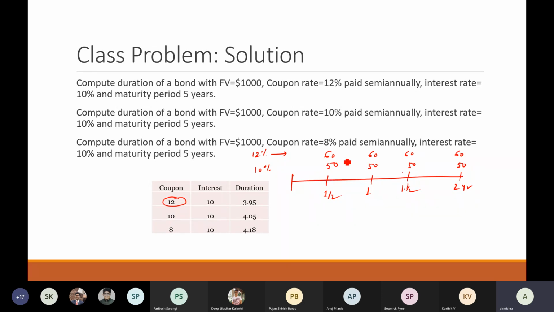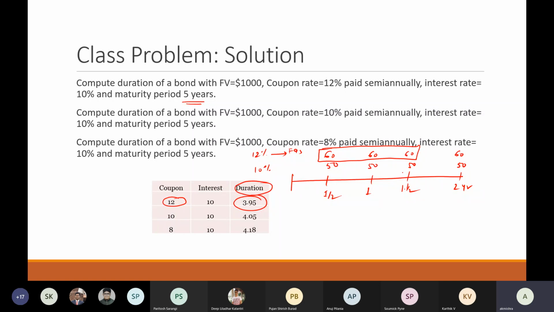So what is happening basically, in case of 12% coupon, you are getting high cash flow. It means you are recovering faster, because duration captures how quickly you are recovering your investment. What is your effective maturity for your investment? And that's why I said duration and maturity are different items, because this bond is maturing in 5 years, but when coupon is 12%, you are recovering your net investment.